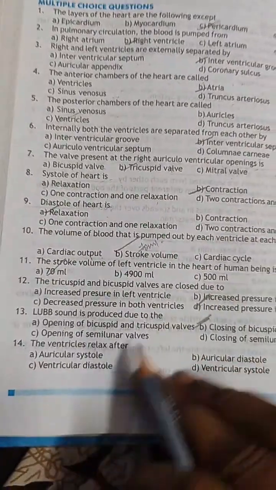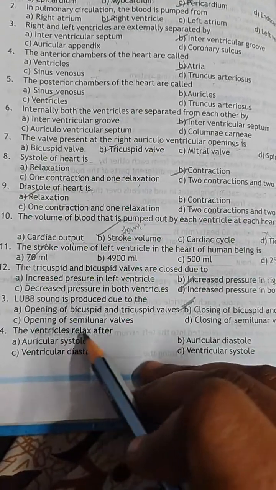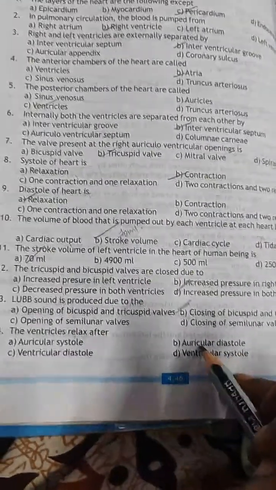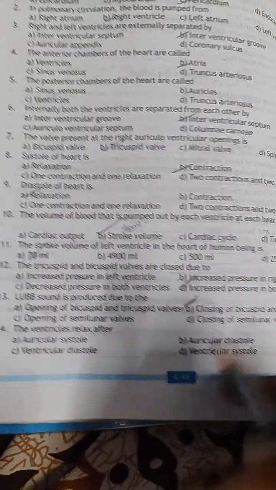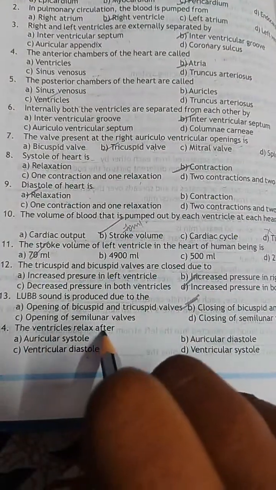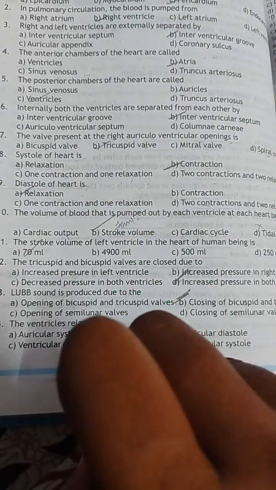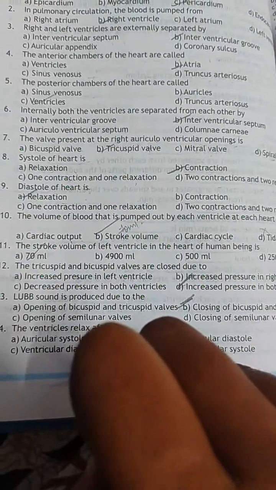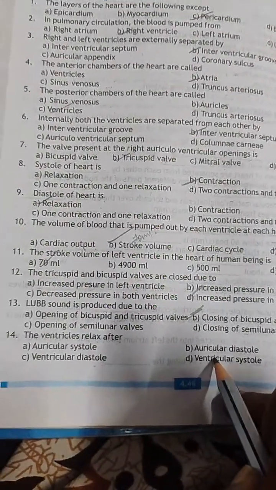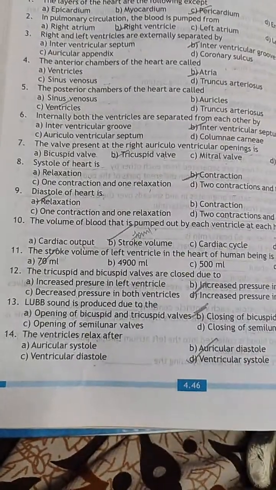The next question: the ventricles relax after auricular systole, auricular diastole, ventricular diastole, or ventricular systole. Option D, ventricular systole.